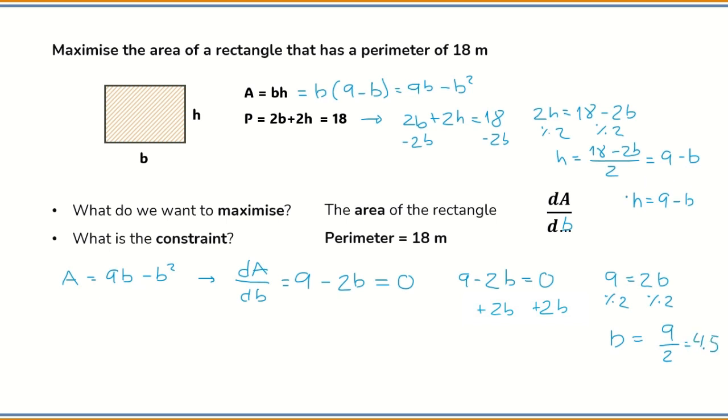And now I will be able to calculate h. h equals 9 minus b, which is 4.5, and this is 4.5. The answer to maximize the area of this rectangle is when b is 4.5 meters and h is 4.5 meters, which is square, and it's the answer that we guessed previously.